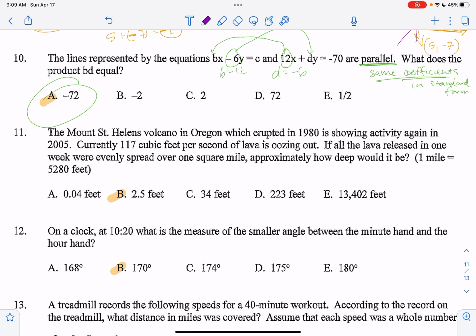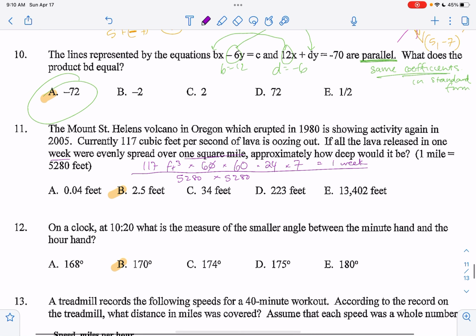So here you have in 1 week, and it's 117 cubic feet in 1 second. Multiply that by 60 to figure out the minute, times 60 again to figure out the hour, times 24 to figure out the day, and times 7 to figure out the week. So this would be how much in 1 week. And now you want to divide it over 1 square mile, and that's 5280. So you divide this by 5280 times 5280, the area for 1 square mile in feet. And just start cross-canceling.